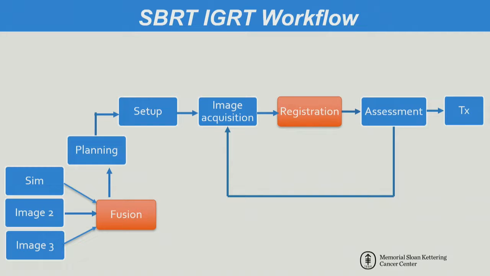So this is a typical SBRT, IGRT workflow. You do a SIM, you get information from other images, could be MR, could be PET. You do fusion of those images, and then do your treatment planning. Patient comes for treatment, you do a setup, you acquire the image of the day, and do registration with your reference image, which is usually your planning CT. You assess and see if you have to reposition the patient. In that case, depending on your policy at your institution, you might reacquire a new image or not, and then eventually treat.